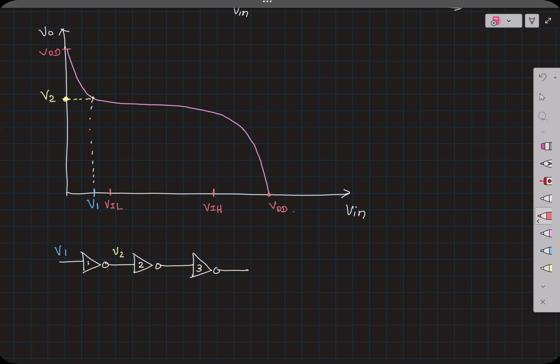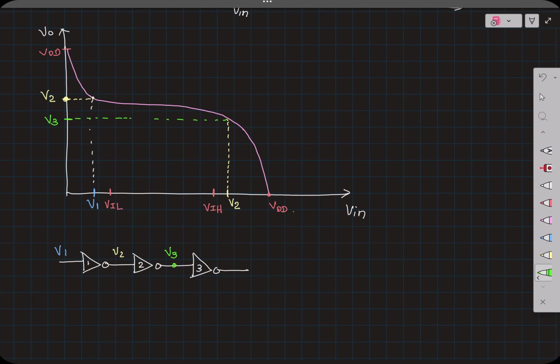Right? V2 is smaller than VDD. For the sake of sanity, in the first step, I am going to assume that this V2 is still greater than my VIH. Smaller than VDD, but greater than my VIH. So the second inverter sees V2 as the input. Let's look at the output voltage corresponding to that. This is your V3.